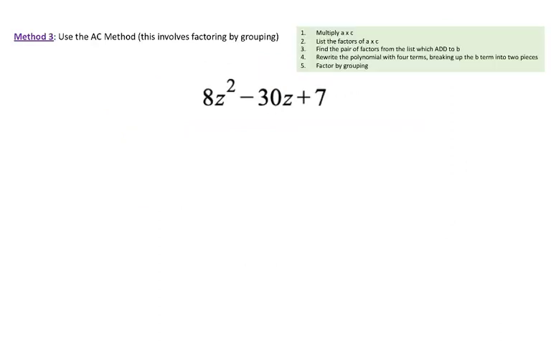Okay, here is a third method. But before we start this third method, I want to remind everyone that you should always check to see if there's a GCF first. So I look at the 3 coefficients, 8, 30, and 7, and I can't think of a number that is common to each, that's a common factor to each. The common factor is 1. So we can't factor out a GCF, and we need to factor this trinomial a different way.